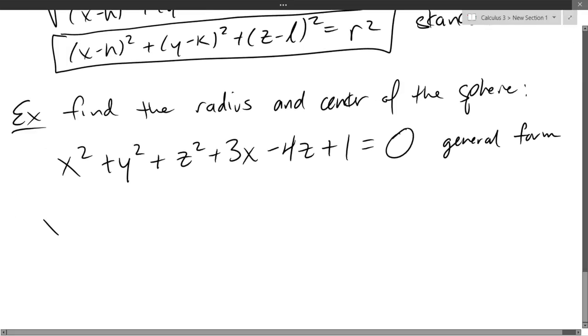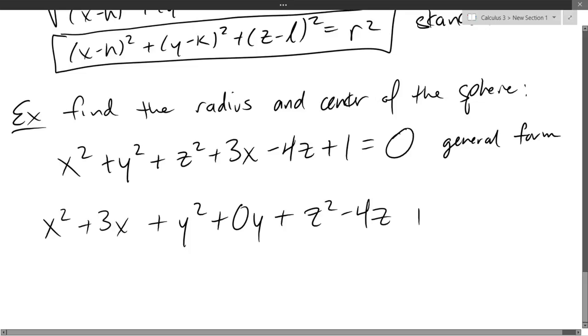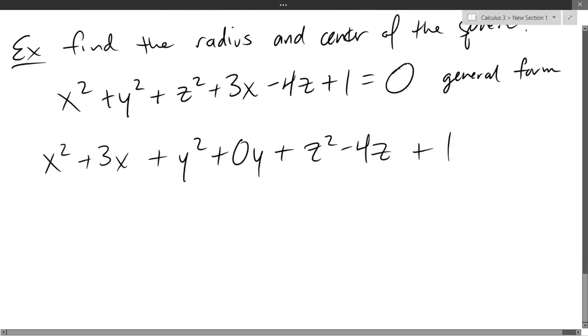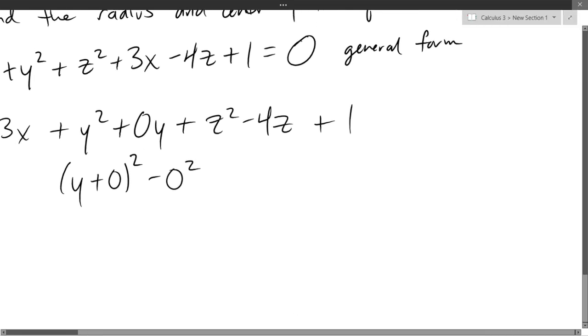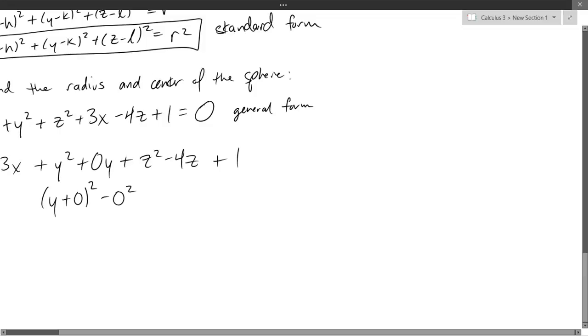So let's write it out in the right order: x squared plus 3x. Now I'm going to do something a little bit silly. I'm going to write y squared plus 0y, so you can see the completed square on y, plus z squared minus 4z. All right, I will complete the square on the y. So that's completed on y. So I want you to complete the square on the x and on the z. X is going to have a fraction. You can handle it. And I'll write really fast our rule about, it's not really a rule, it's an identity.